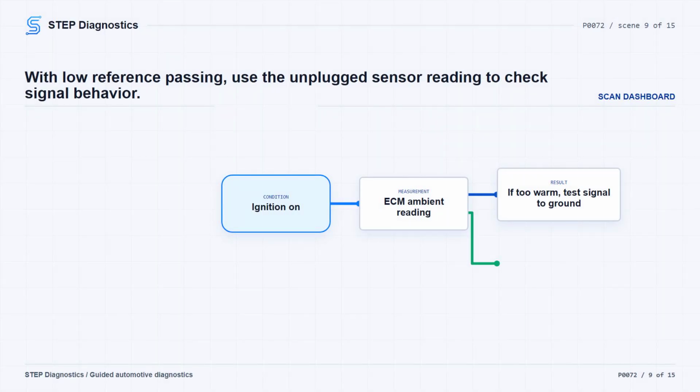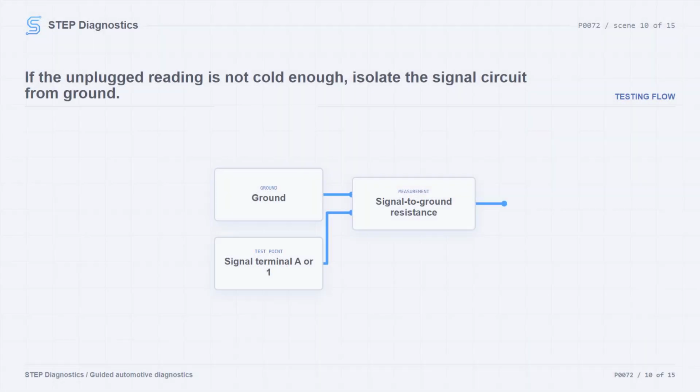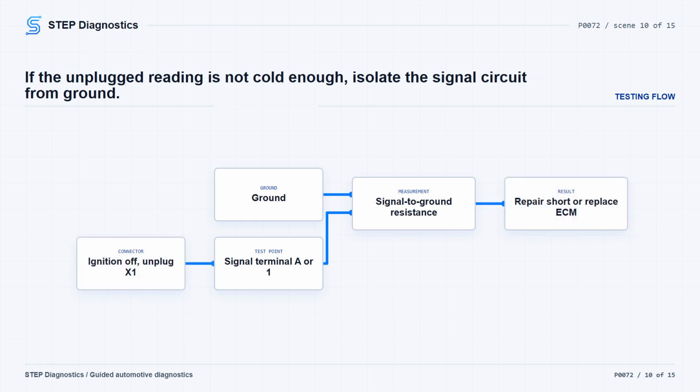If the low reference to ground test was less than 10 ohms, turn ignition on and look at the ECM ambient air temperature parameter. With the sensor disconnected, it should read colder than -30 degrees Fahrenheit, -34 Celsius. If it reads -30 degrees Fahrenheit, -34 Celsius or warmer, turn ignition off. Disconnect the X1 harness connector at the K20 engine control module and test for infinite resistance between the signal circuit terminal A or terminal 1 and ground. If you have less than infinite resistance, repair the short to ground on the signal circuit. If the circuit tests at infinite resistance, the diagnostic path calls for replacing the K20 engine control module.